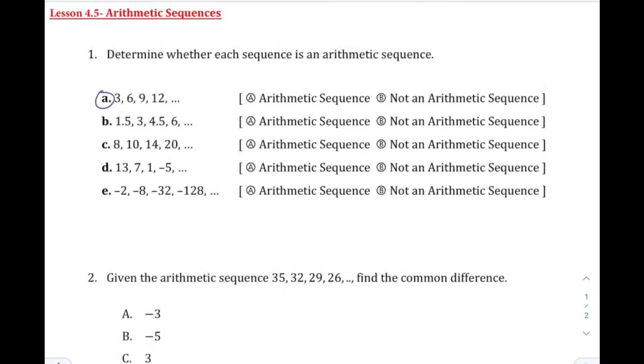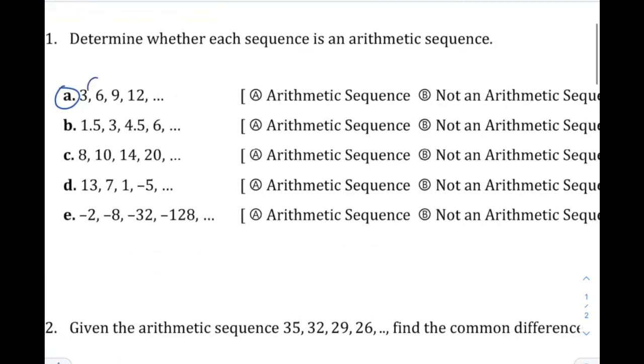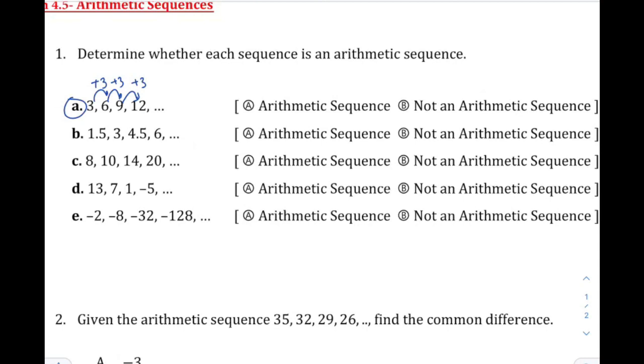A, 3, 6, 9, 12. As you see, the numbers are increasing with a constant difference, which is 3. They are added to 3 every time. So yes, it is an arithmetic sequence. So part A, yes, arithmetic. So we have this.